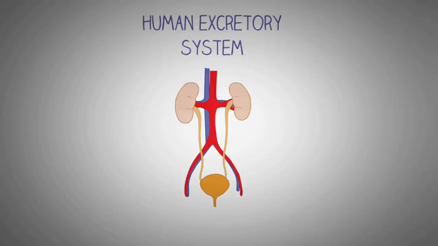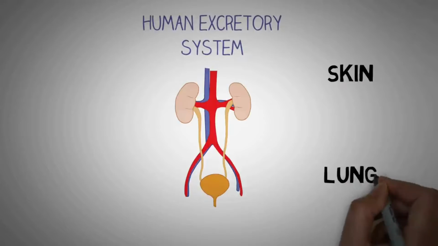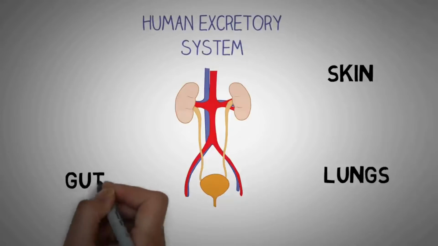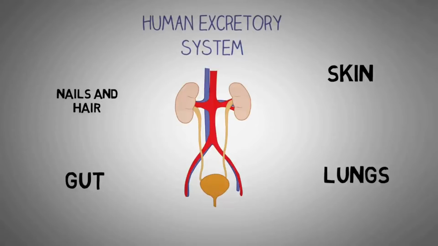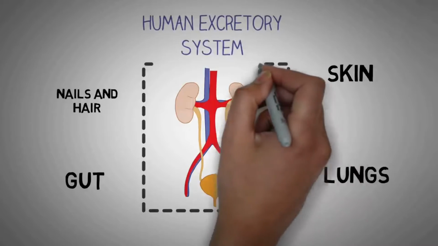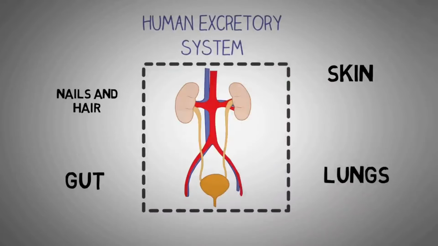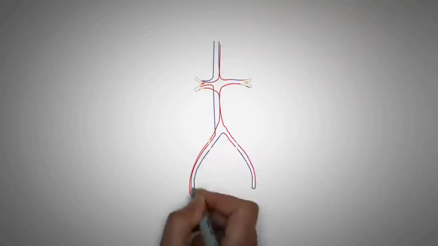In a narrow sense, the term refers to the urinary system. However, as excretion involves several other organs, it is important to remember that human excretory system is a wide term that also includes organs like skin, lungs, gut, nails, and hair. In this video, we will first learn about the urinary system and then we will discuss about the other organs that are involved in the process of excretion. So let's begin with the urinary system.